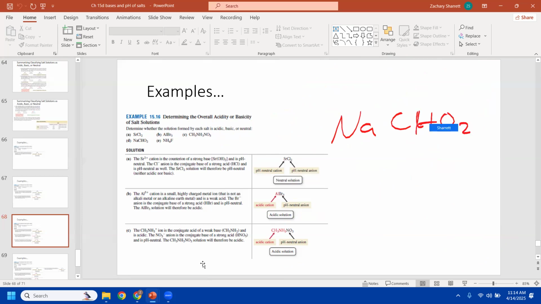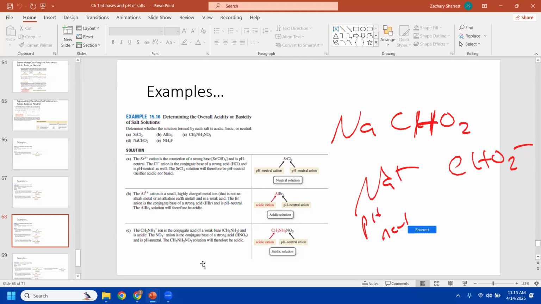NaCHO2. Any thoughts on this? Meredith, what do you think? Let's break it apart: Na plus, CHO2 minus. Are either of these pH neutral? Is Na plus pH neutral? Everyone agree with that? Why is Na plus pH neutral? Emma, why?